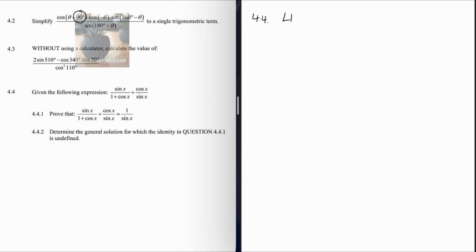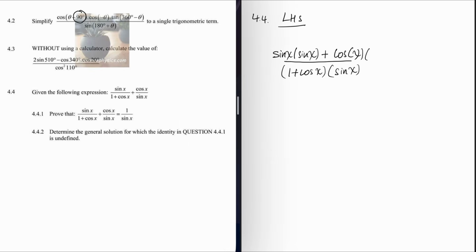So the left-hand side is these fractions. So we're going to need to get a lowest common denominator. So the lowest common denominator is going to be the product of those denominators. So I'm going to have 1 plus cos x multiplied by sin x. Now for the first fraction, I need to multiply the numerator by sin x as well. So sin x multiplied by sin x, then plus. Then for the second numerator, I have the cos x, but I need to multiply that by the 1 plus cos x.